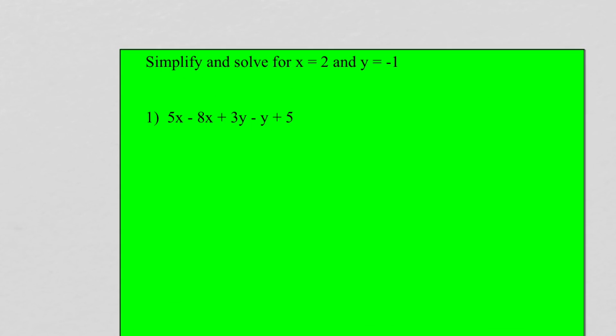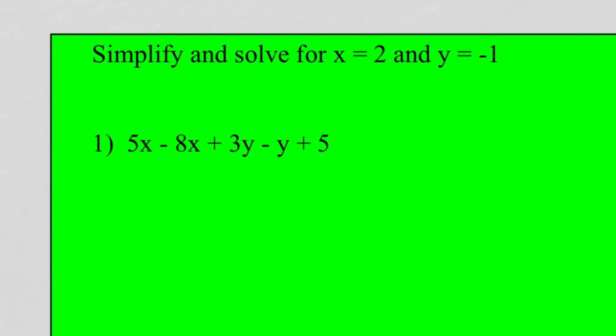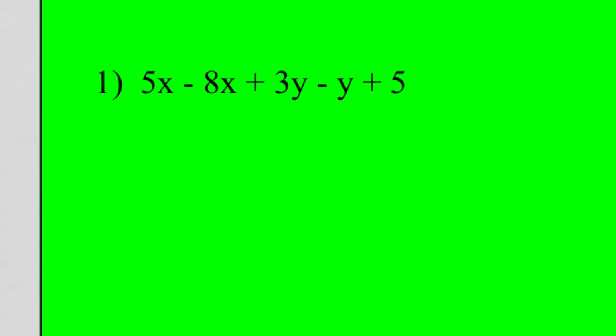Now, check out this one. This is where you might make use of like terms if you want to simplify a math expression. So I have 5x minus 8x plus 3y minus 5y plus 5. And I'm going to simplify and then solve this if x equals 2 and y equals negative 1. So I'm going to combine my 5x and my negative 8x. The signs are different, so I subtract 8, take away 5 is 3. But I have more negatives, and it's negative 3x.